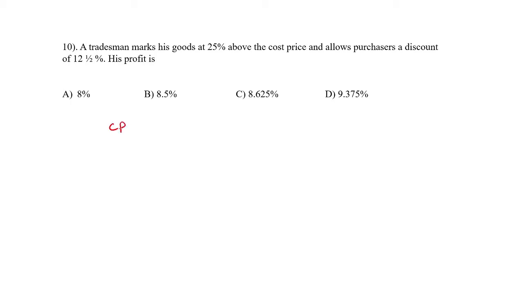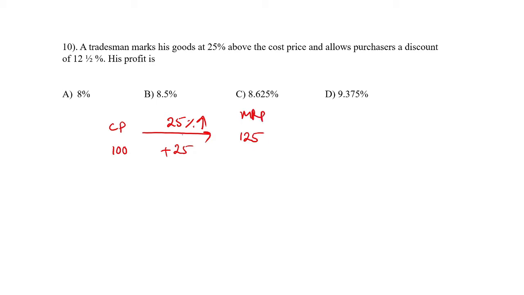Now take cost price equal to 100. Initially cost price equal to 100. The tradesperson marks his goods at 25 percent above. 25 percent above means calculate 25 percent on this cost price, that is 25. Add this 25 to this 100, the result is 125. This is the marked price, MRP.